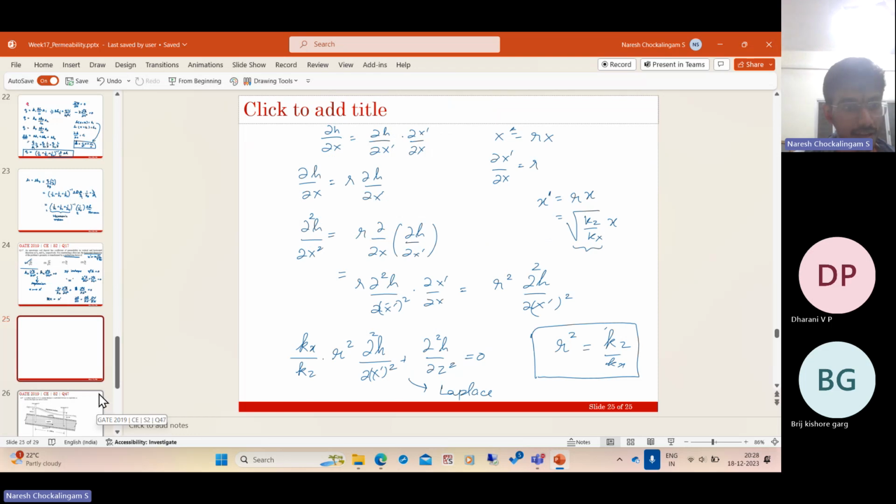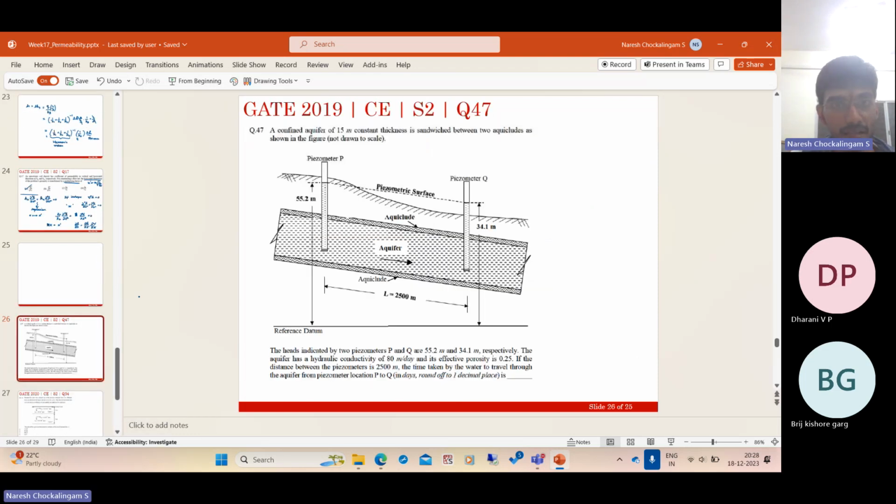This is also simple. Again, this is another simple question. This also we can look at. So this is the piezometric surface, right? This is the piezometric surface. This is the reference datum. So this is the total head. Let this be H1, let this be H2.